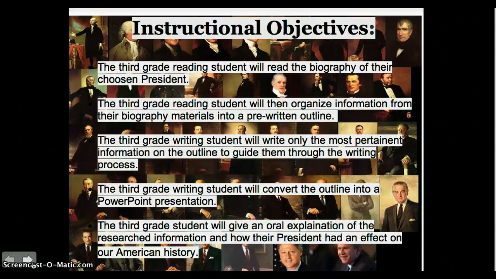Instructional objectives include: the third grade reading student will read the biography of their chosen president. The third grade reading student will then organize information from their biography materials into a pre-written outline. The third grade student will write only the most pertinent information in the outline to guide them through the writing process. The third grade student will convert the outline into a PowerPoint presentation. The third grade student will give an oral explanation of the researched information and how the president had an effect on our American history.